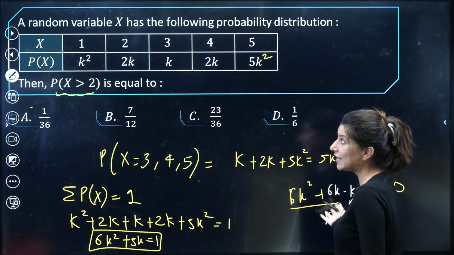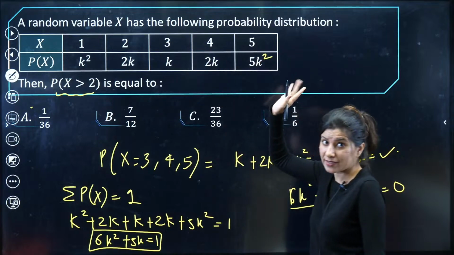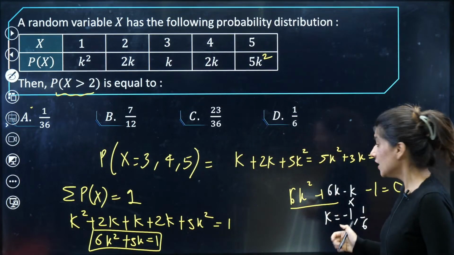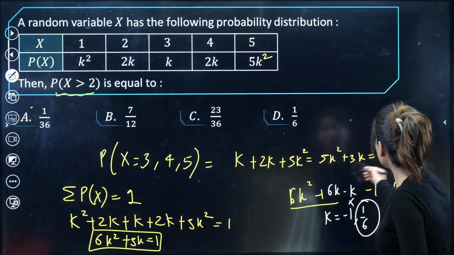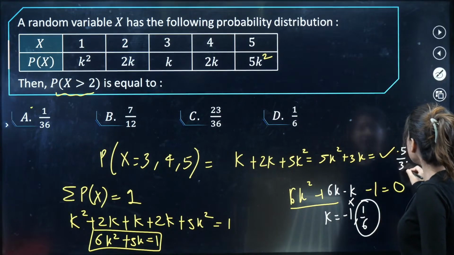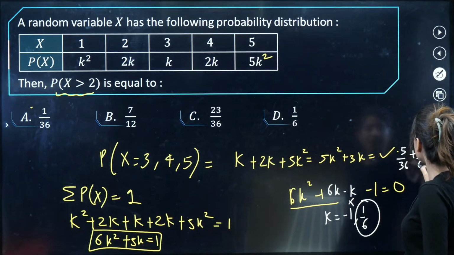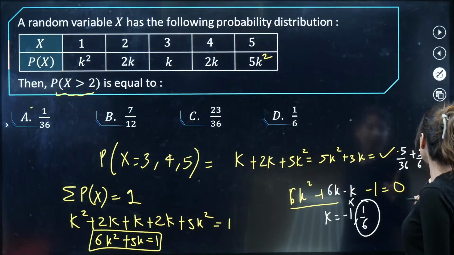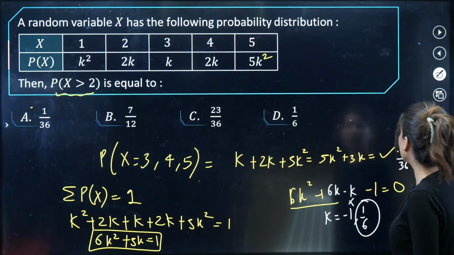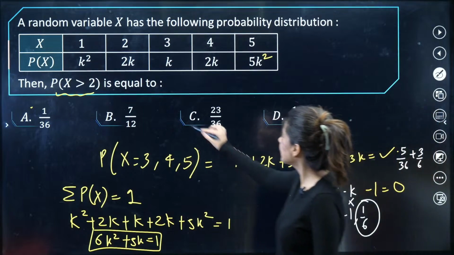Minus 1 is rejected. Why? Because probability is always positive, I told you. So k is only 1 by 6. So this is 5 upon 36 plus 3 upon 6. So you are going to get 6 3s are 18 plus 5. So 23 by 36, option C.